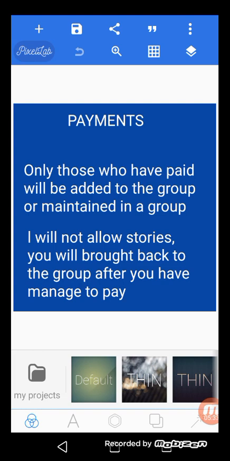So only those who have paid will be added to the group or maintained in the group. So I reserve the right to remove you from the group if you have not paid and bring you back after paying. I will not allow stories. You'll be brought back to the group after you have managed to pay.